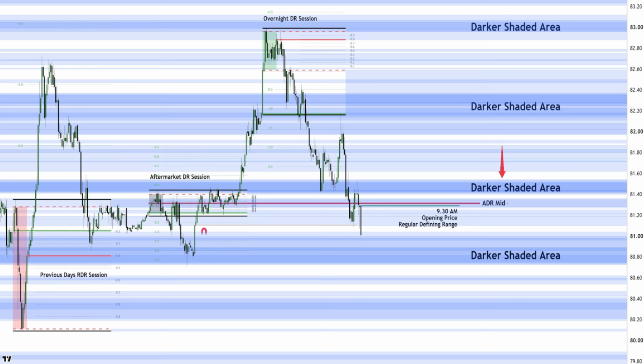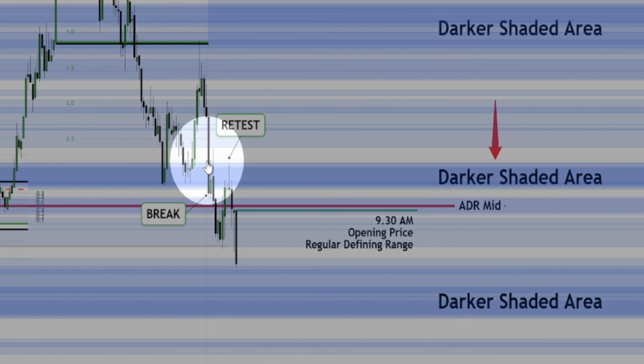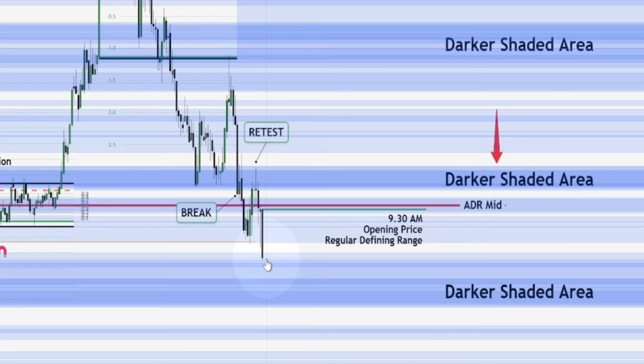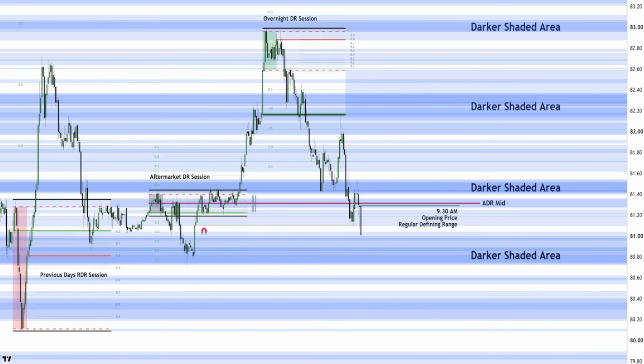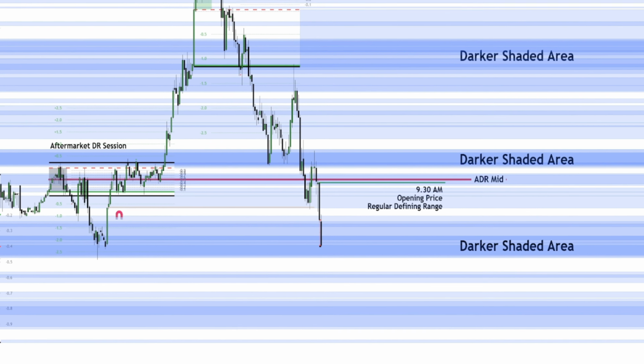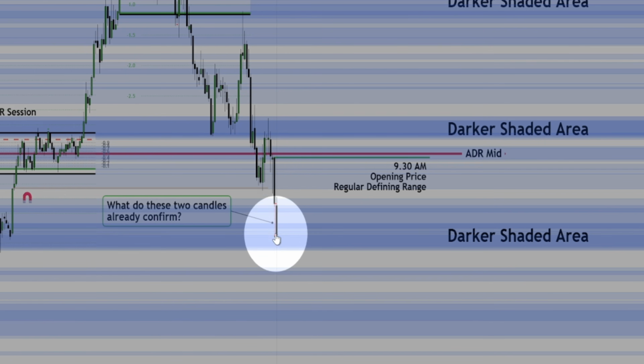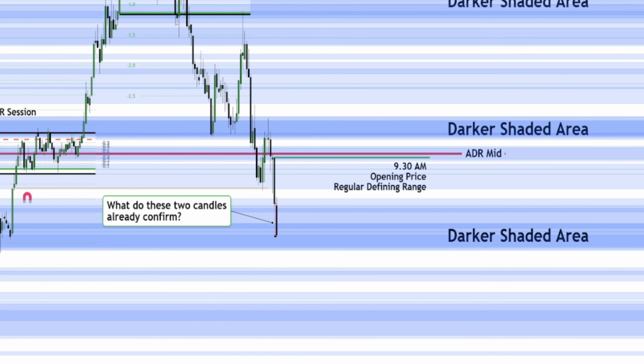Price is trading below this darker area now. Broken and retested. So the state of the market for now is down. The next resistance is the lowest darker area. And price is caught between the two. The RDR starts. 10 minutes into the session. Where do these two candles trade into? Price is in a critical spot. If it breaks this darker area, we can assume it wants to price even lower.